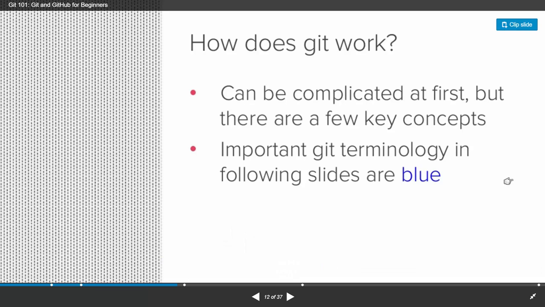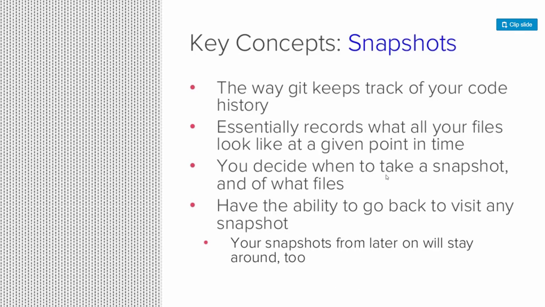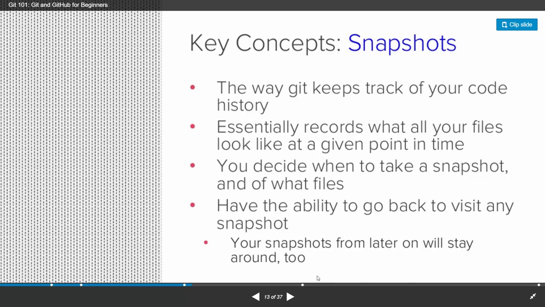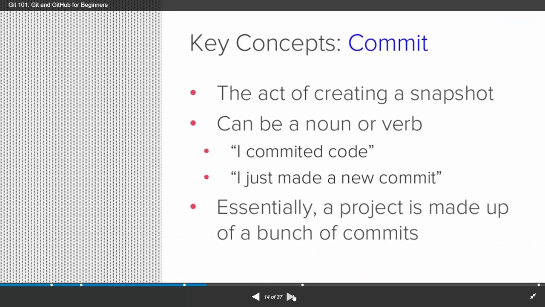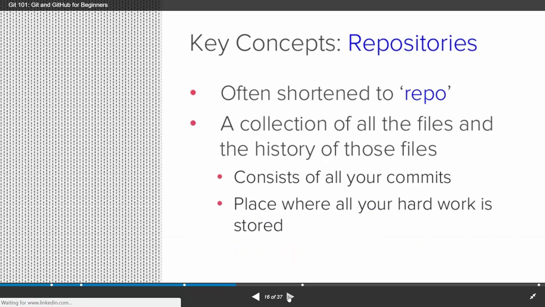So how does Git work? The good news is there aren't a lot of commands that you have to really memorize, so to speak. All right? What Git does is it takes a snapshot of your code in time, and it saves it for you. So you can always go back to that snapshot later if you want to. Okay? Creating the snapshot is called a commit. There's a little bit more to it than that, so we'll talk about that in just a couple minutes.